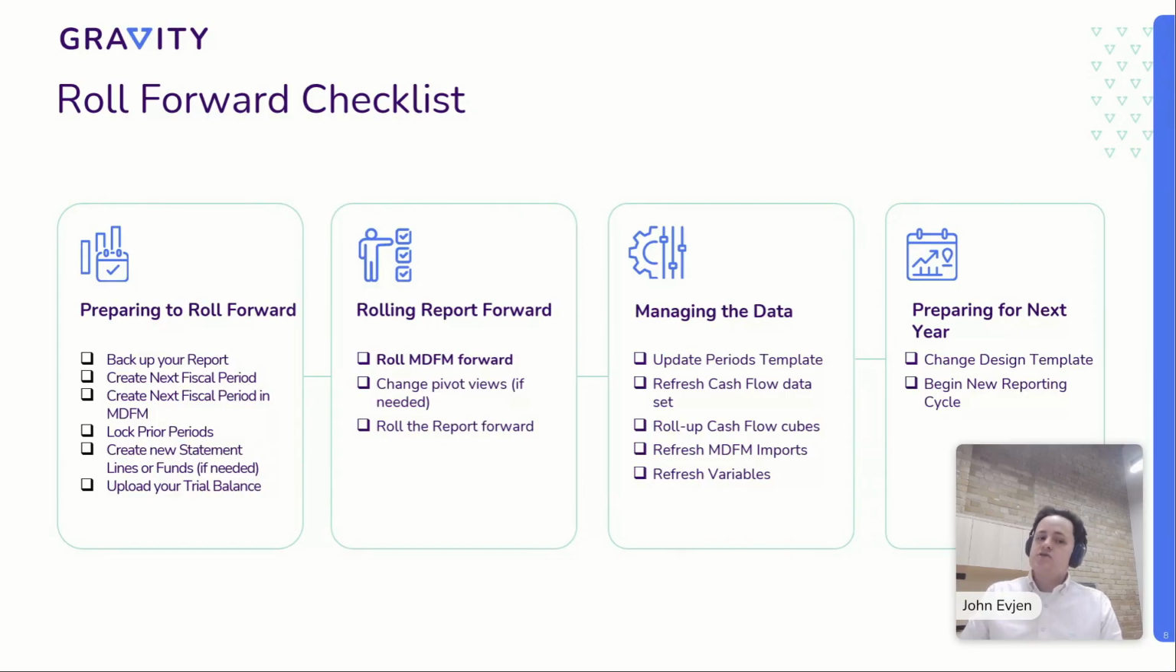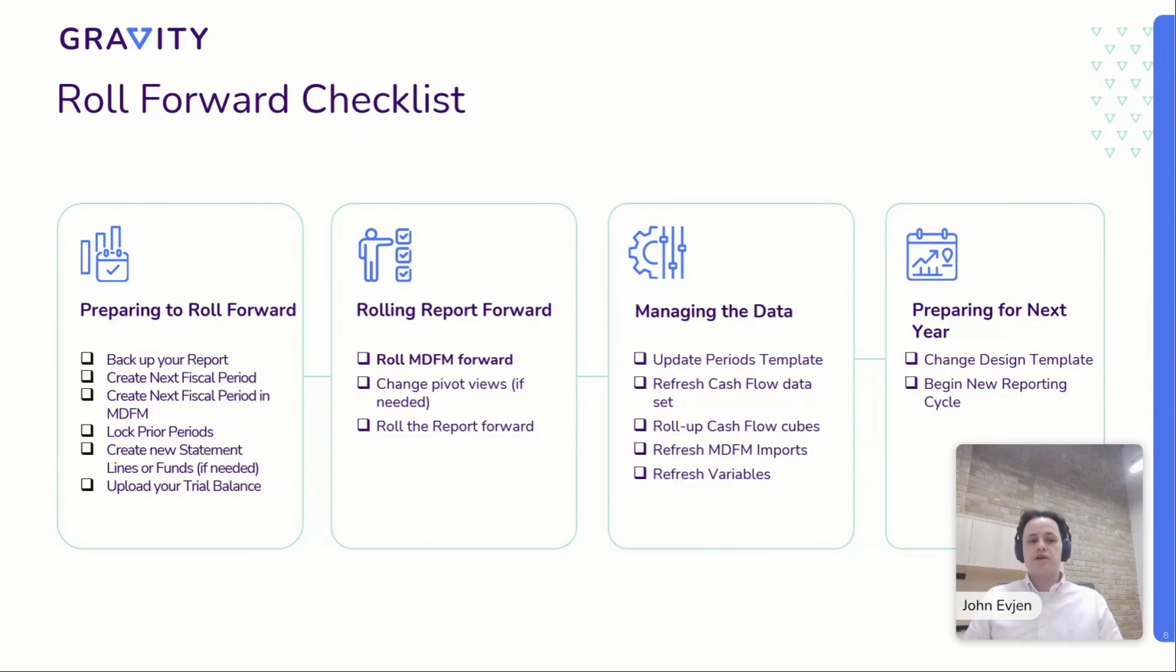The next thing we're going to do is start actually rolling the report forward. We've done a lot of little steps here. We've backed up the report. We've created a fiscal period. We've done so in the MDFM as well. We've locked the prior periods. And then if we wanted to create any new statement lines or funds, we've done that. And then we've also uploaded our trial balance. Now we're going to roll the MDFM forward.